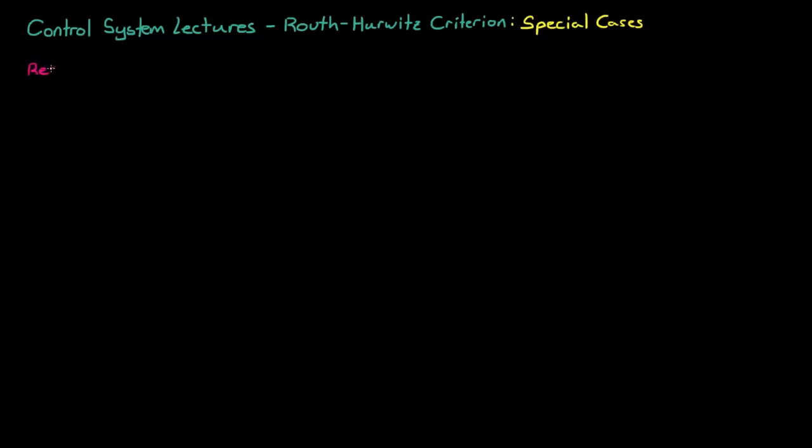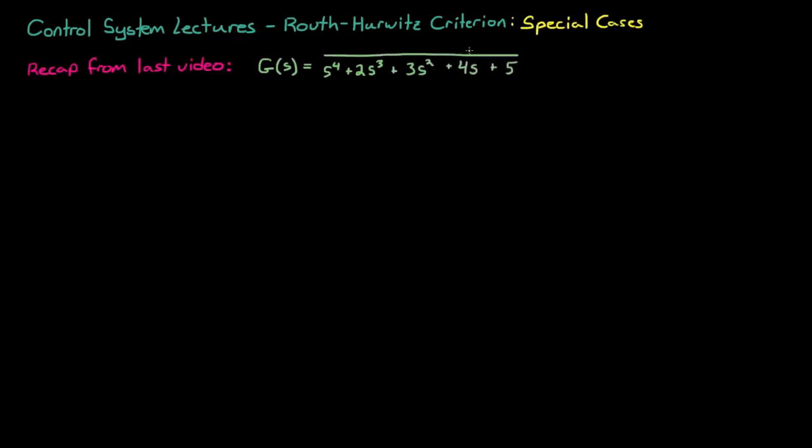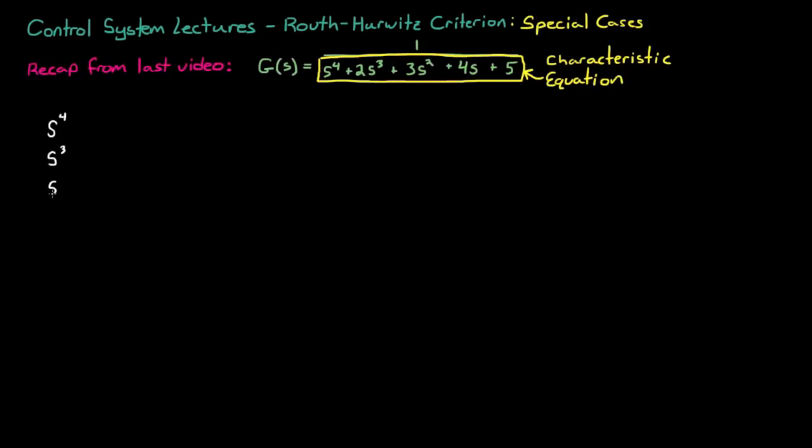But before I begin, I want to just blaze through a quick example on how to set up and fill out the Routh Array. This is just a recap from the last video. Let's say you're asked to determine the stability of a system that has a characteristic equation of s to the fourth plus 2s cubed plus 3s squared plus 4s plus 5. Since this is a fourth order polynomial, you can set up the Routh array by starting with the first row at s to the fourth and ending with the last row at s to the zeroth, or 5 rows total.